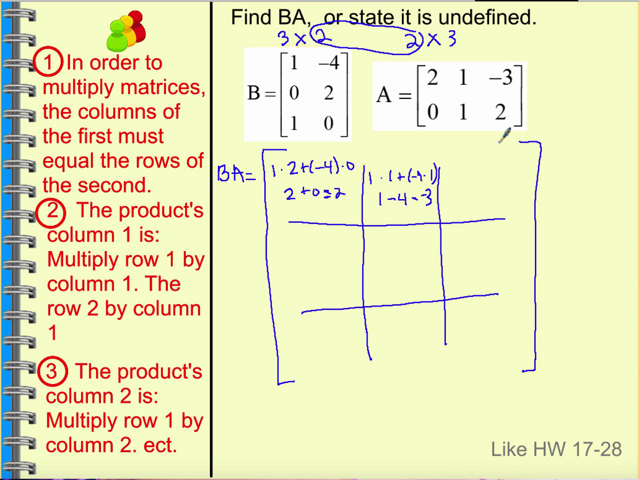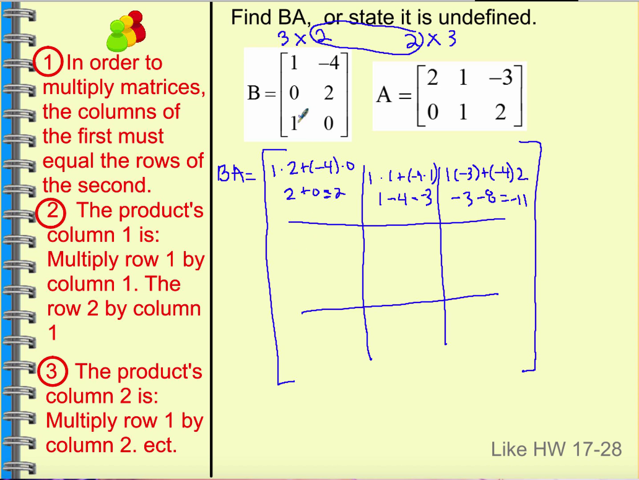And row by column. 1 times -3 plus -4 times 2. So that's going to give me -3 minus 8. Oh, good gravy. That'll be -11. All right, so we got that whole first row. I'm going to go ahead and just continue through and we'll write our answer at the end.